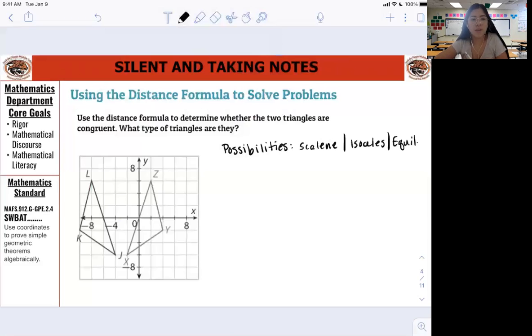Equilateral. Okay. So basically, we're going to have to find the side lengths of each part of the triangle in order to figure out what type of triangle they are. And this is also asking to see if they are congruent. So we're also at the same time trying to figure out if these two triangles are congruent to each other.